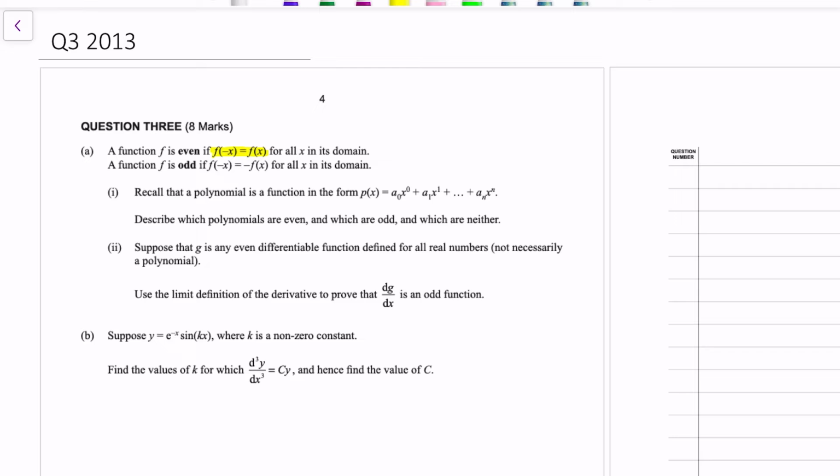Odd is very similar, but a bit different. If you sub in negative x into the function, you will get the minus of if you just sub in positive x. So again, thinking of that example of 5, the function value of 5 will be the opposite of the function value at minus 5. So let's just have a look at Desmos.